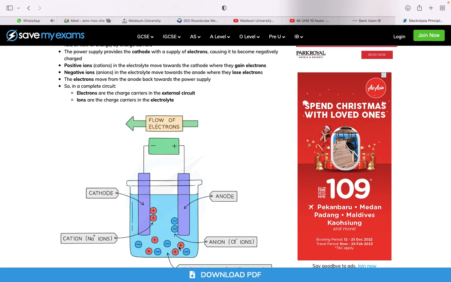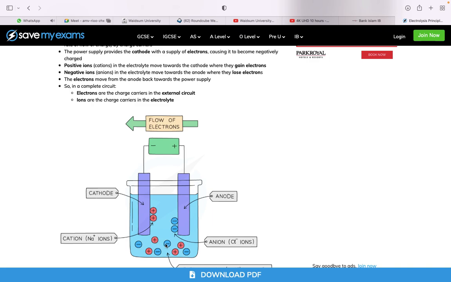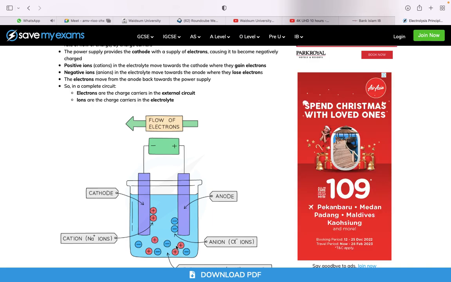Then the positive ion, because of the electricity that has flown into this solution, this molten ionic compound, will dissociate, it will break down into positive ion and negative ion. The positive ion will be attracted to the negative electrode, while the negative ion will migrate to the other electrode and be attached there. That's the first point of call.